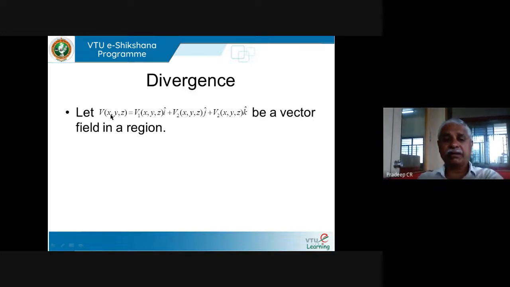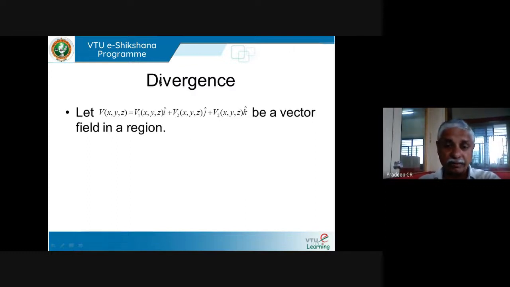So let V(x, y, z) be a vector field, which means every point will have an i component, a j component and a k component. So every point (x, y, z) is associated with this vector. This is the i component, V1 of x, y, z. This is the j component, V2 of x, y, z. This is the k component, V3 of x, y, z. This is a vector field.